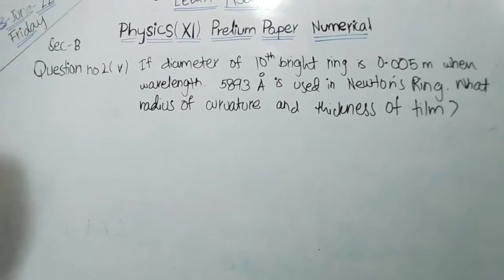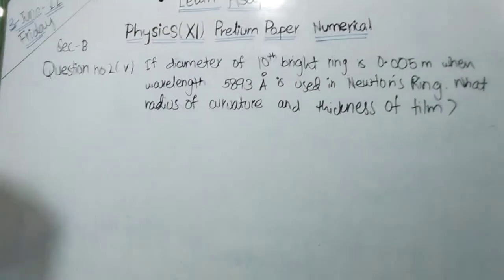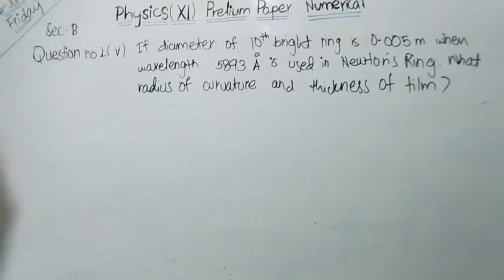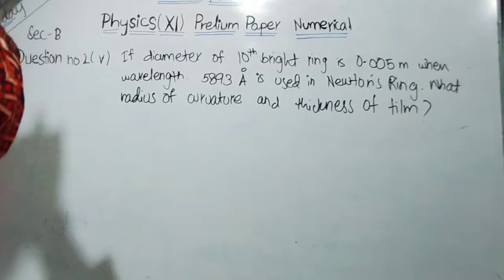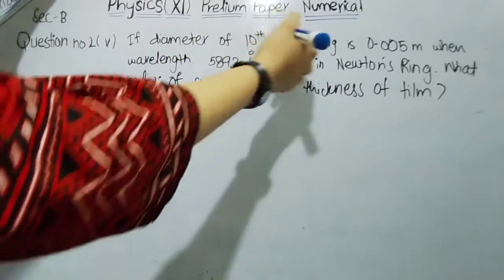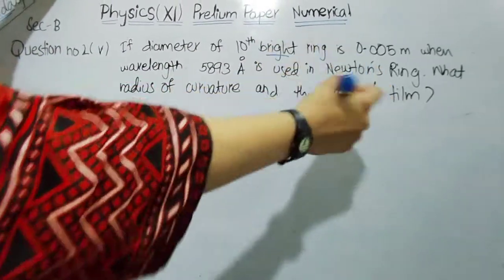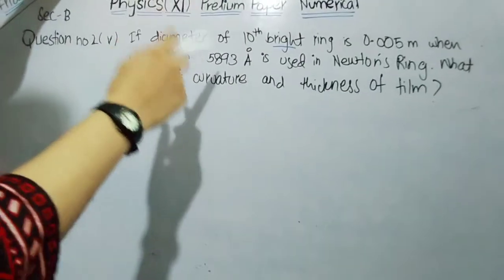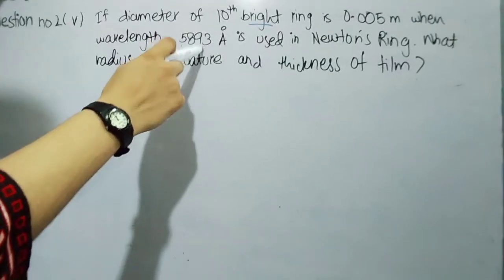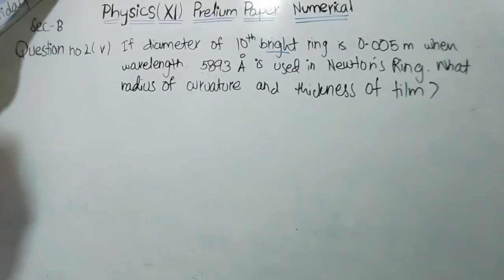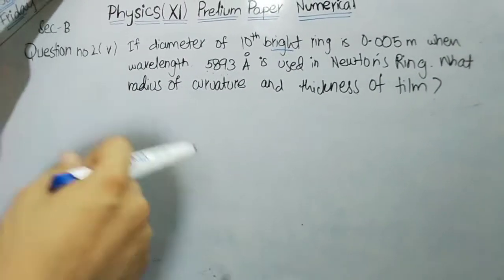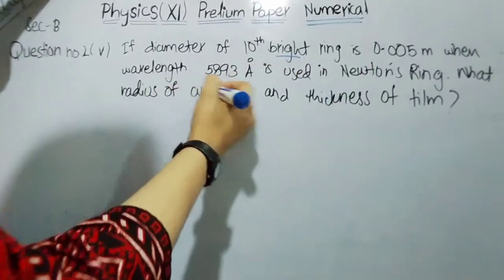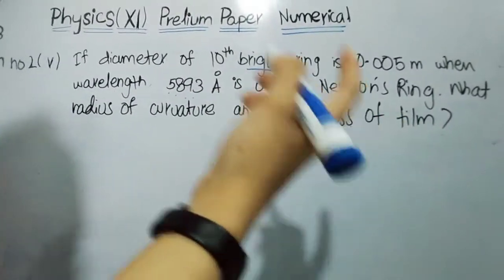So here we are at question number 2 part 5, which is actually the Newton's ring question. Let's move forward with the question. What is asked with it? Let's read it. If the diameter of the 10th bright ring, this is the bright ring case, is 0.005 meter, when the wavelength is 5893 angstrom, that means 5893 into 10 raised to the power negative 10 meter if you want to convert it into meter, is used in Newton's ring, what are the radius of curvature and the thickness of the film? You have to find that out.